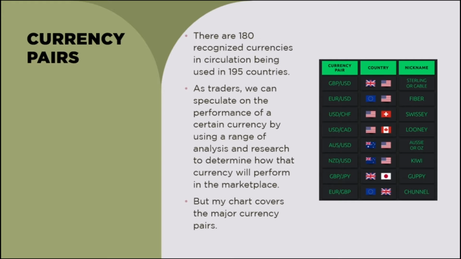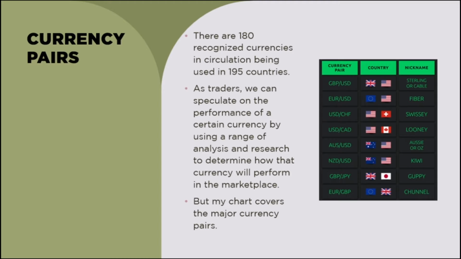The currency pairs is basically the pound USD. So the GBP is basically saying the British pound USD, and that nickname is sterling or cable. Then you got the Euro USD, which the nickname is Fiber. Then you have USD and the Swiss franc, and that's called the Swissy. You have the USD CAD, which is Canada, and that nickname is the Loonie.